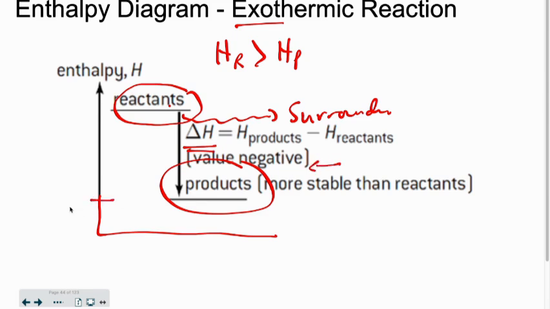If I were to just quickly put numbers here, if I made this 5 and if I made this 15, you can see delta H is enthalpy of products minus enthalpy of reactants. It'll be 5 minus 15, which is negative 10. So your delta H is negative. If the delta H is negative, then you're dealing with an exothermic reaction.